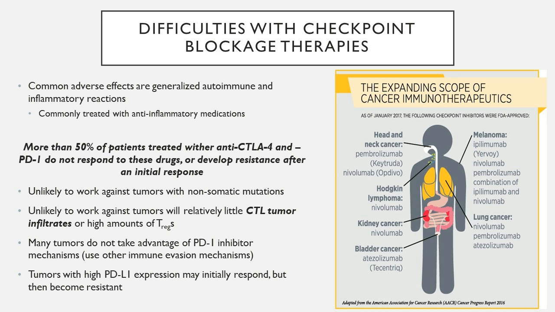However, there are a lot more specific difficulties associated with these checkpoint blockades. First of all, more than 50% of patients treated with either of these don't respond to the drugs or develop some sort of resistance after receiving an initial positive response. And there are a number of different mechanisms that result in this. The first one being that these therapies are unlikely to work against tumors with non-somatic mutations. That's in part because if they're non-somatic, then these neoantigens won't be carried over every time a cell reproduces itself.